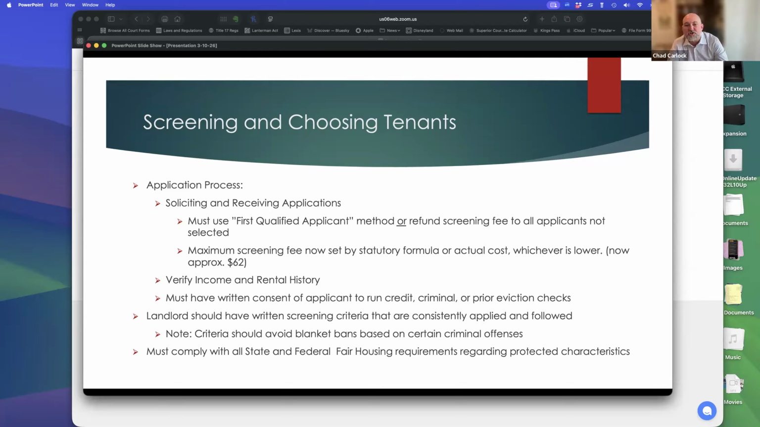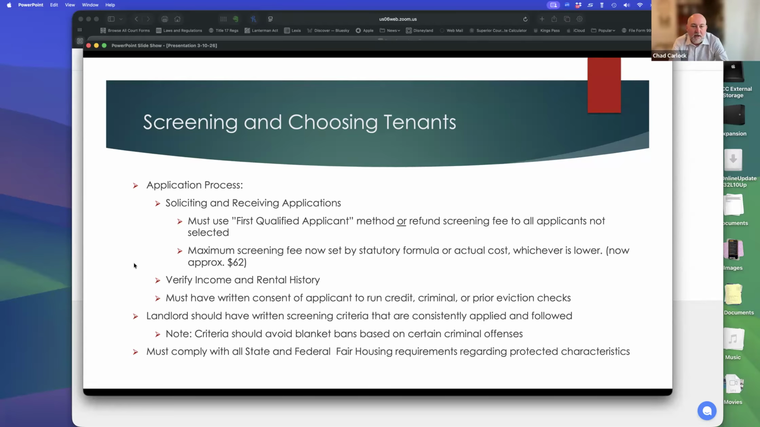But just to give you an idea of what the formula sets right now, as of this year, the last time the numbers came out, it's approximately $62. So if you have something like a $100 screening fee that you're charging everyone, then that probably runs afoul of these new requirements.